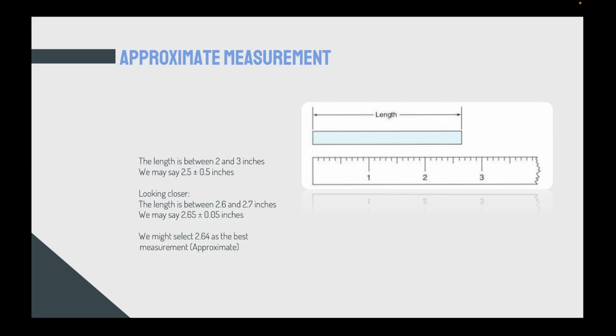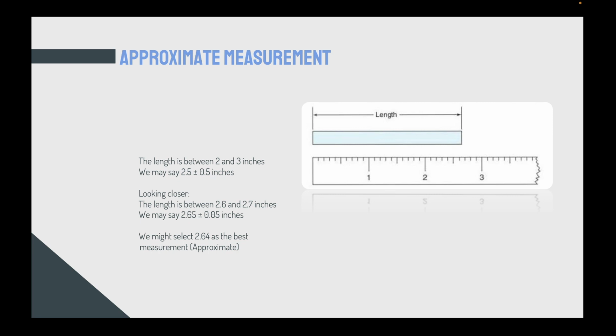Now, if you want to look closer, you got 2.6 and 2.7. So you could say 2.65 plus or minus what? 0.5. Plus or minus 0.5. So now we are more accurate than the first number, but all are approximated. I can't say wrong for the first one. I can't say wrong for the next one. But this representation is more accurate than this representation.